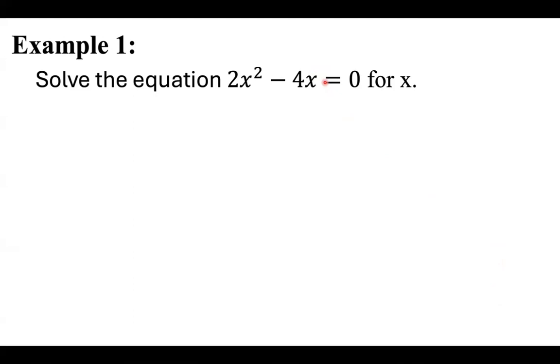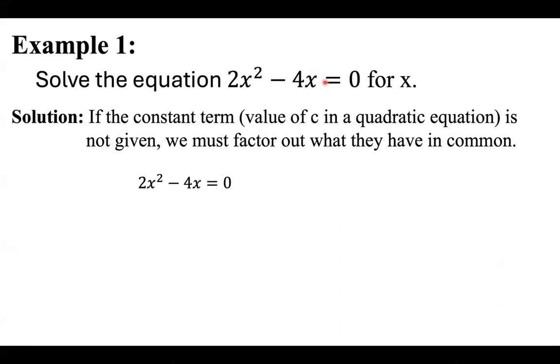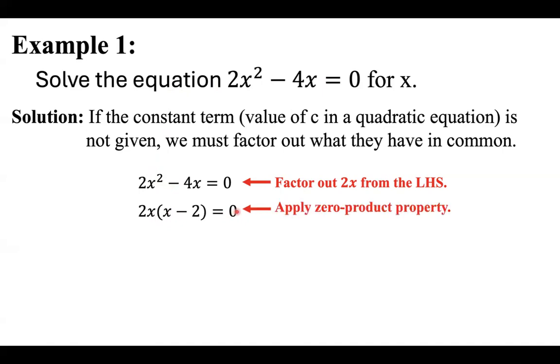It takes a couple steps. What we're going to do is factor. What we're going to factor out of this is the 2x, right? They both have a 2x in common. So if I factor that out, I get 2x times the quantity x minus 2 is equal to 0. And because the product of those two is equal to 0, we can apply the zero product property and say that either 2x is equal to 0 or x minus 2 is equal to 0.